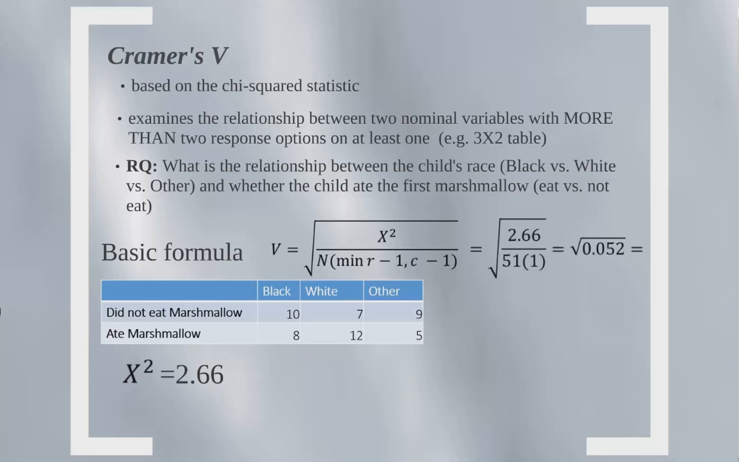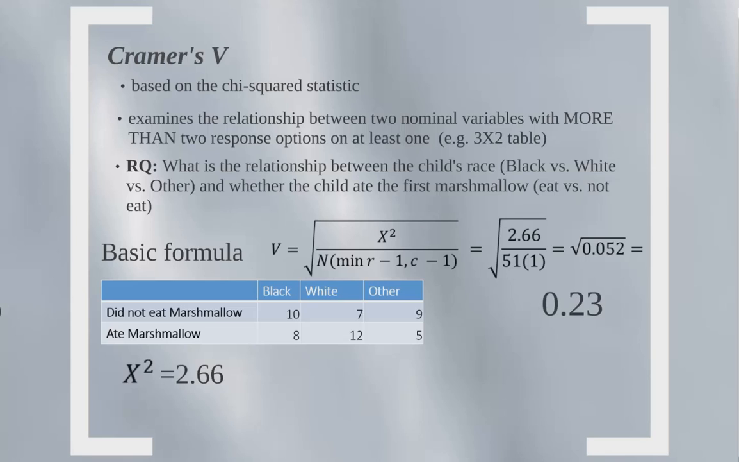And so we can plug in our data here. We put our 266 of our chi-squared on the top, and then 51 is our sample size times 1, because we have the number of rows minus 1. And we calculate our data here, and what we end up with is a 0.23.